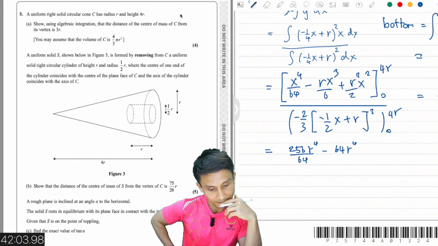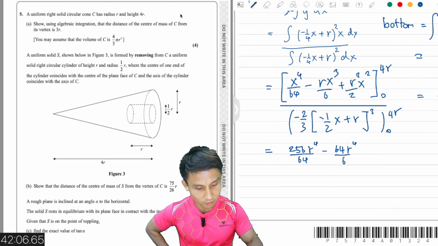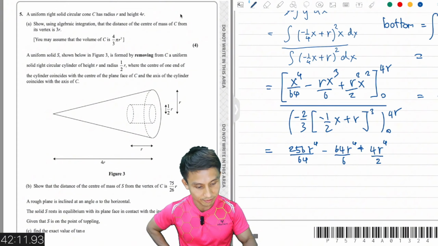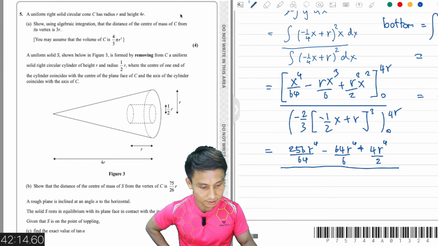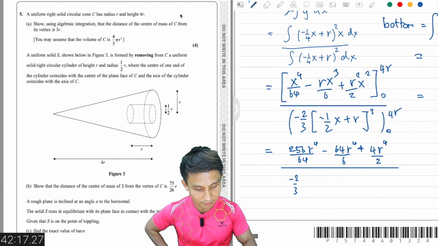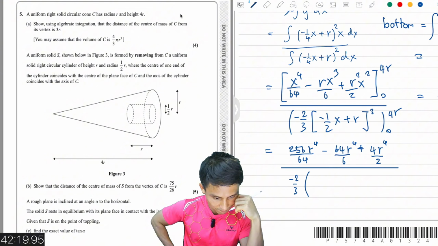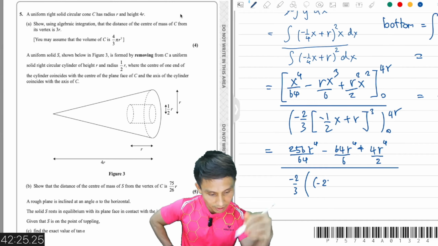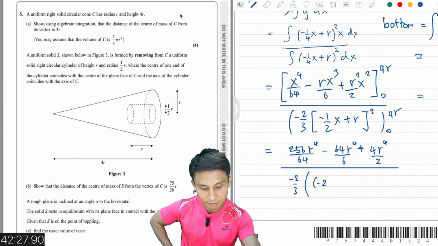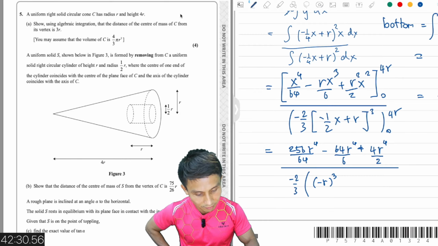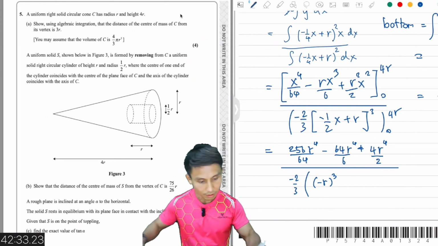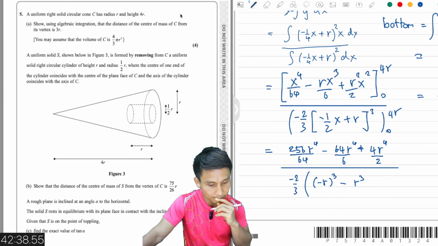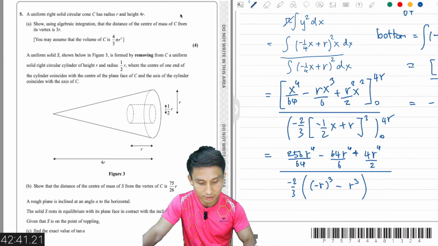Power over 6 plus, that's 4 r to the 4 over 2, yeah. And then the lower limit disappears because it's 0, and then the bottom bit here, you sub 4r in, you get minus 2r on the first bit, and then plus r, so you get minus r here to the power of 3, yeah. And then you sub 0 in, you have r to the power of 3, right? And then all that multiplied by minus 2/3.